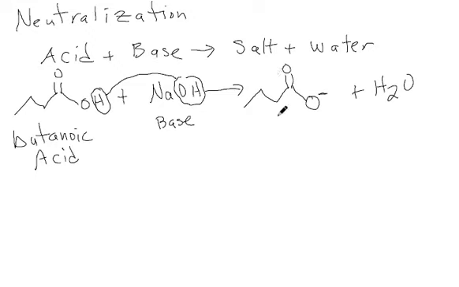So this is the anion of the salt that we're going to form. The cation comes from the sodium. And so we have what we would call a sodium and a carboxylate. So our carboxylic acid becomes a carboxylate salt, and we call this sodium butanoate. And this is a carboxylate salt.